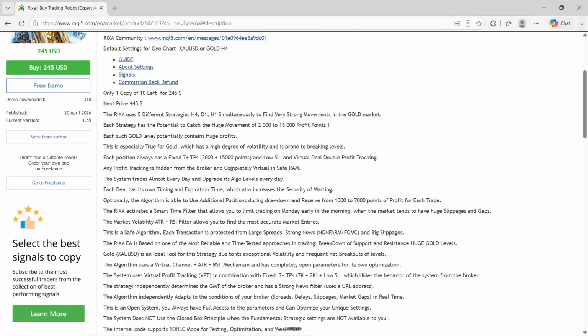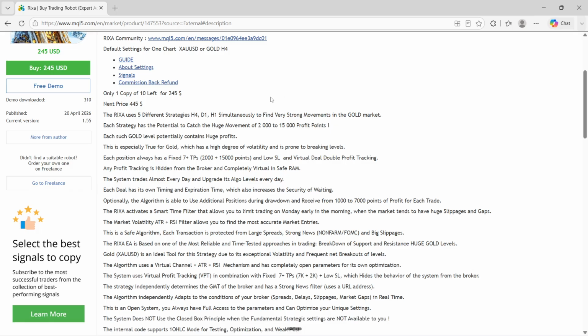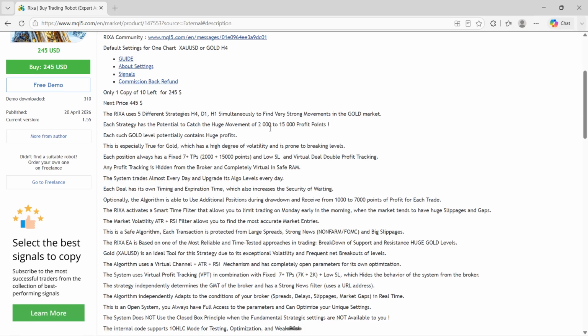There's a smart time filter for Monday mornings, ATR plus RSI filters for entries, news protection for high impact events, and adaptive behavior to broker conditions such as spreads and slippage. Optionally, the algorithm can add positions during drawdown.